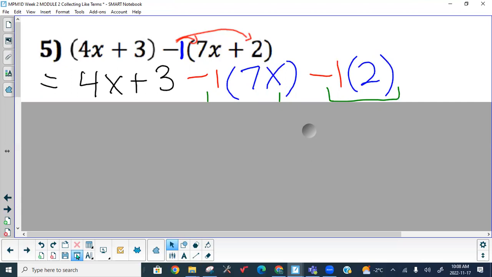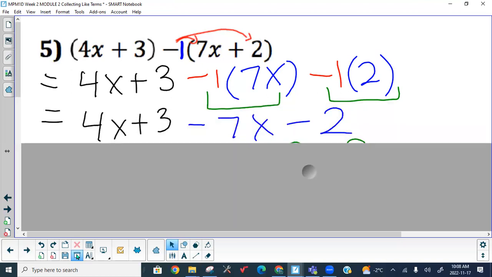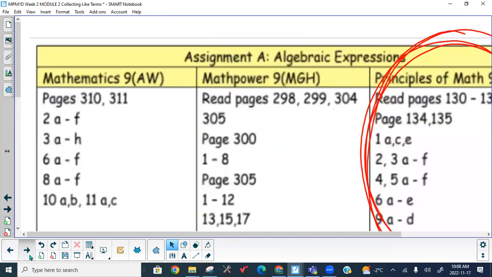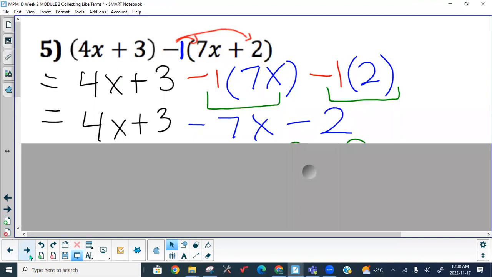Brackets mean multiplication. I don't want to see the multiplication sign, please, because the multiplication sign can be confused with the term x. And you see how often we use x in the equation. So you want to make sure that you're consistently using brackets for multiplication. 4x plus 3, -1 times 7x is -7x. Negative 1 times 2. Is this the exact same problem, actually? No, it's a little bit different. Sorry, I saw the 7 and I thought it was the same problem.